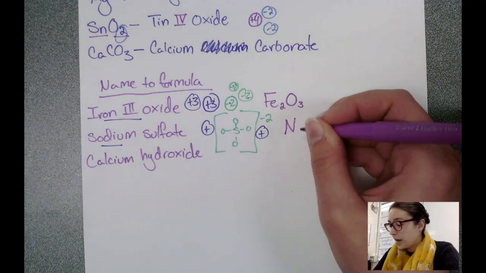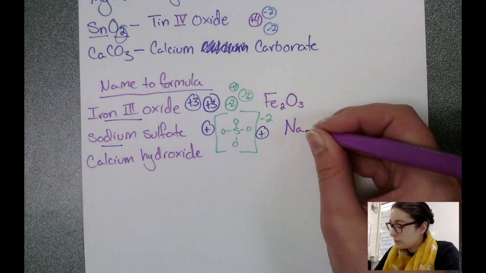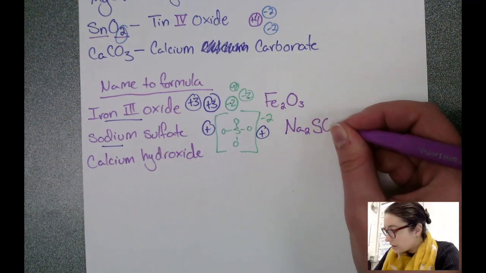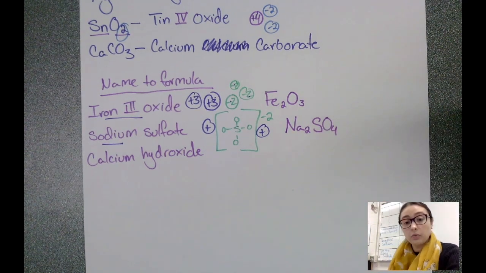So I'd write Na, that's my symbol for sodium. I needed 2 of them. And then sulfate is SO4, and I only needed 1 of them.